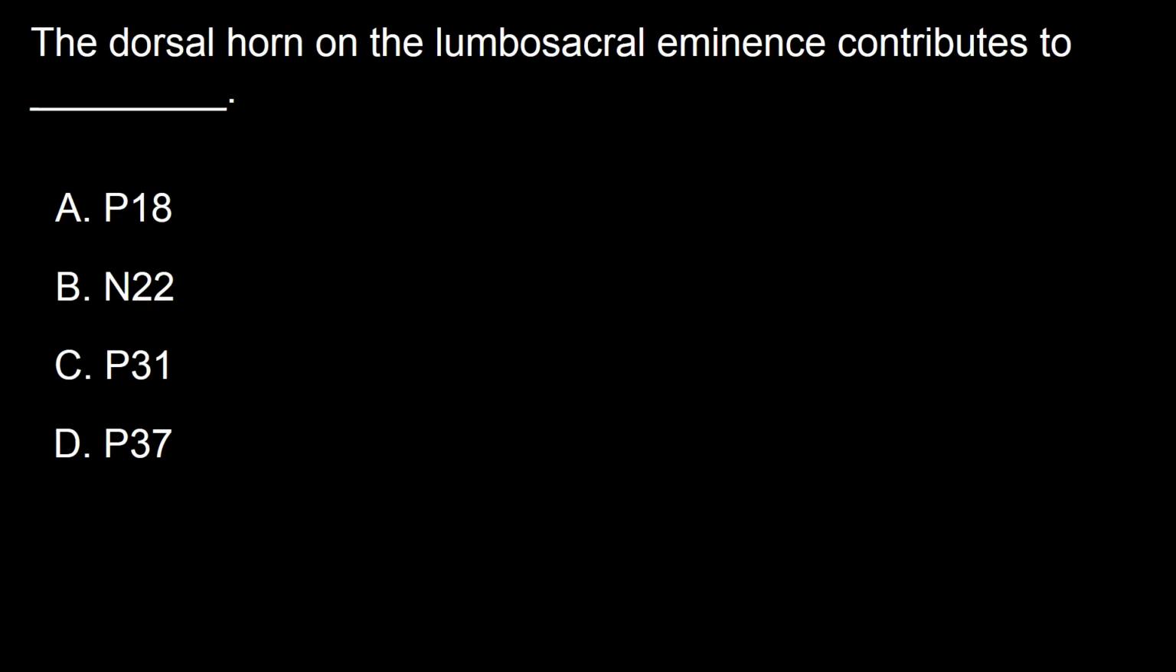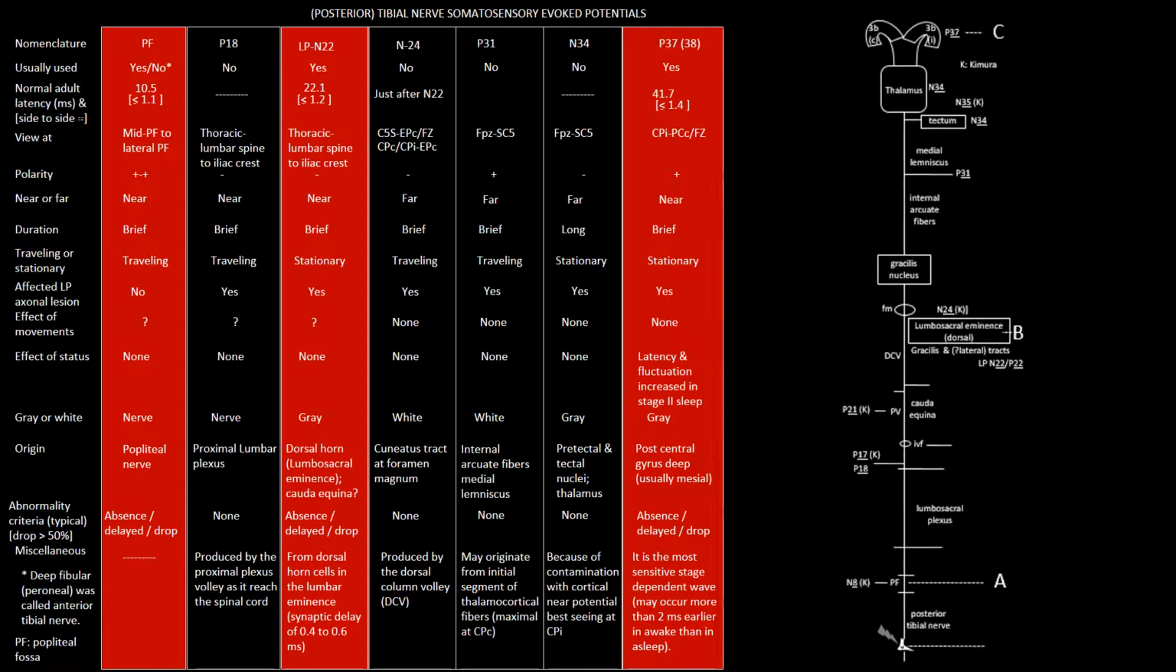Next question. The dorsal horn on the lumbar sacral eminence contributes to dash: A, P18, B, N22, C, P31, D, P37. This table and its adjacent diagram will be used to talk about the lower extremity, fundamentally about posterior tibial nerve potentials. I will first mention the traveling potentials as I did when I talked about upper extremity potentials. The popliteal fossa potential is a near field traveling potential with the typical positive, negative, positive configuration corresponding to a moving quadrupole. P18 is also a traveling potential. In Kimura's book, it is labeled P17.